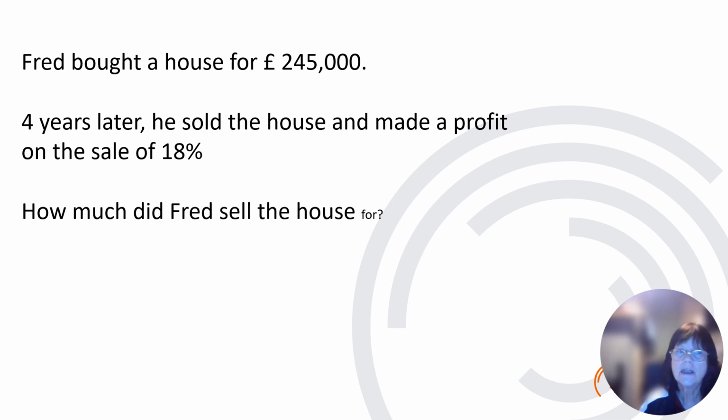Okay, your turn. Fred bought a house for £245,000. Four years later, he sold the house and made a profit. So we're increasing it by 18%. We're going to end up with 118%. Pause the video and have a go and see if you can work out how much he is going to sell the house for four years later.